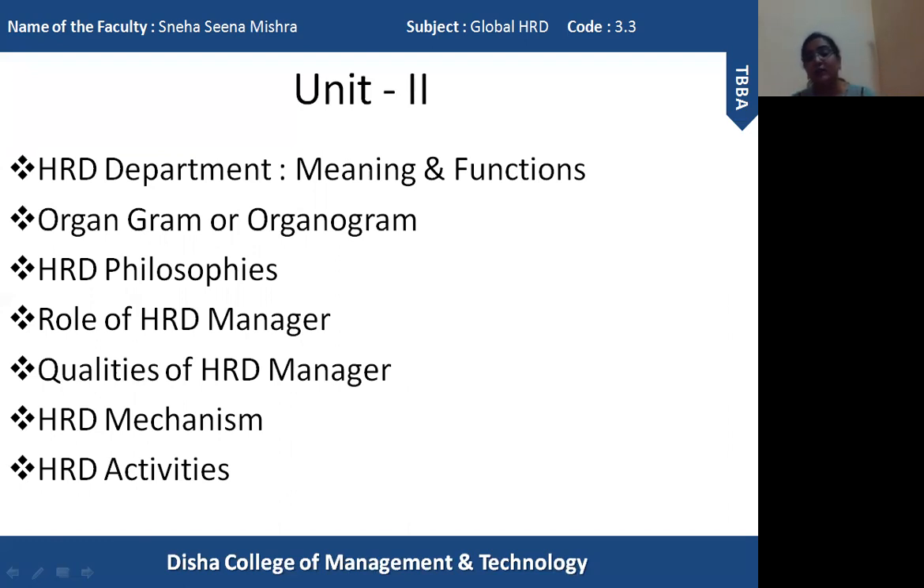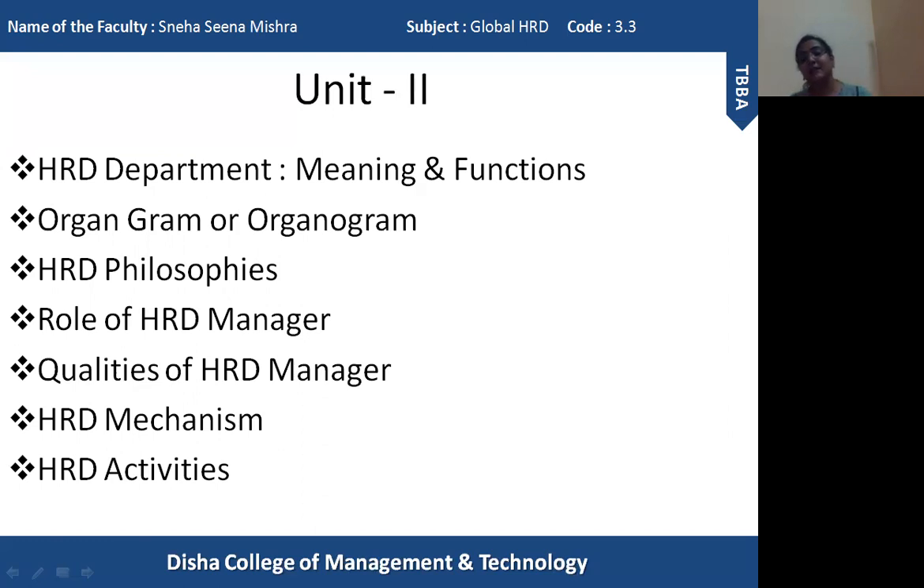Then comes quality. What kind of quality must an HRD manager have? He must have some kind of managerial skill, physical strength. He needs to have a proper intelligence level. Leadership qualities are extremely important to become an HRD manager. So like this, there are various qualities which the HRD manager must possess in order to play all the roles of HRD manager. So then comes HRD mechanism and HRD activities.